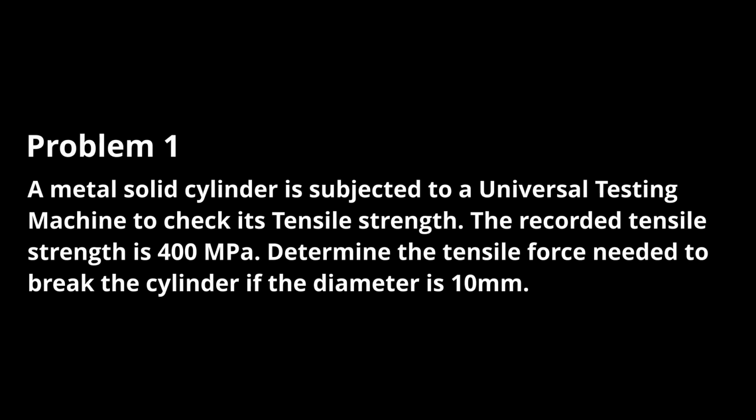With that, we will now be delving into the first practice problem. A metal solid cylinder is subjected to a universal testing machine to check its tensile strength. The recorded tensile strength is 400 MPa. Determine the tensile force needed to break the cylinder if the diameter is 10 mm.